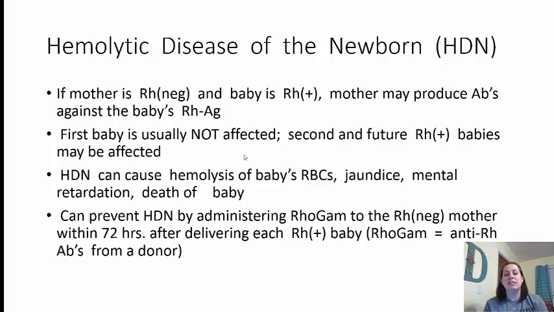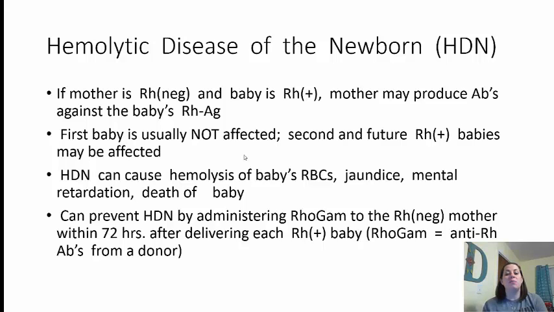Now, hemolytic disease of the newborn can cause what we call hemolysis. Hemolysis is where the red blood cells rupture, they break apart. Because this happens, the baby can become anemic. It also can have jaundice because remember that red blood cells contain heme. That heme is a waste product, and if we're not getting it to the liver and kidneys because it's just traveling through the body exploding, it can cause the child to have jaundice. It can cause mental retardation, and it can even cause death of the baby.